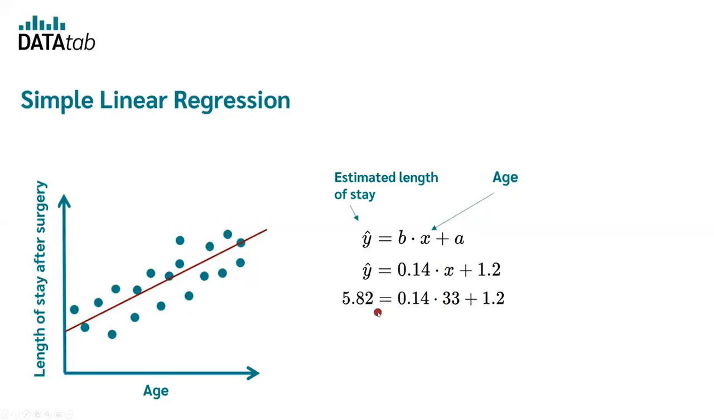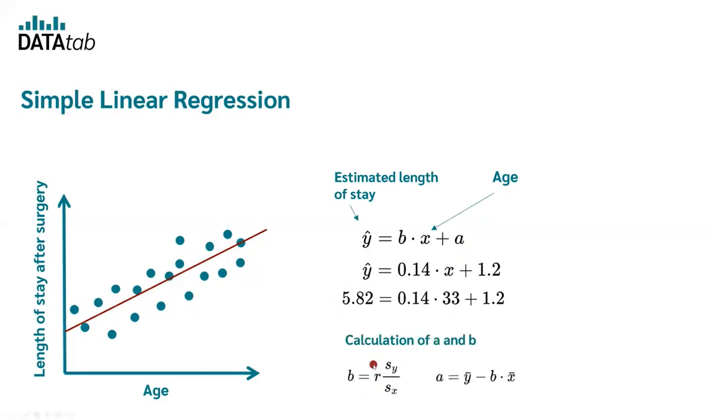Our model then tells us that this person stays in the hospital for 5.82 days after surgery. Now, of course, the question is, how do you calculate the slope B and how do you calculate the intercept A? Usually, you use a statistics program like DataTab. In the case of simple linear regression, however, it is also quite simple to do this by hand.